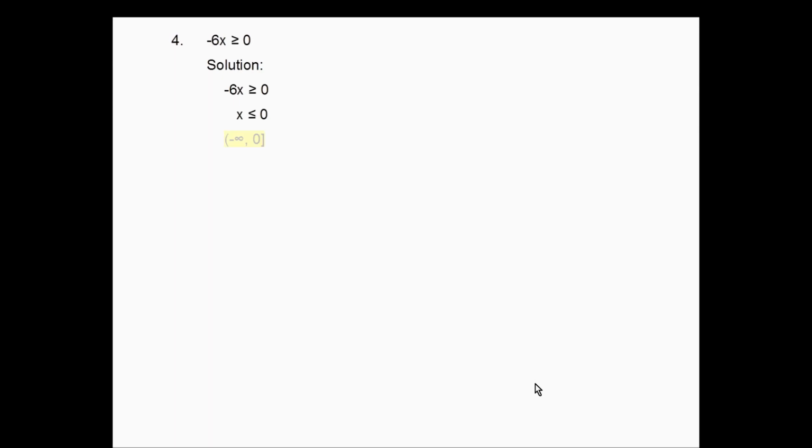Number 4, I have negative 6x is greater than or equal to 0. Okay, I want to divide by negative 6. I'm dividing by a negative number. The inequality changes direction. So I'll have x is less than or equal to 0. Don't write 0 over negative 6. 0 over negative 6 is 0. Remember, 0 over a non-zero number is 0. And again, the inequality changed direction because we divided by a negative number. So I'm going to have minus infinity to 0 with a bracket at the 0.